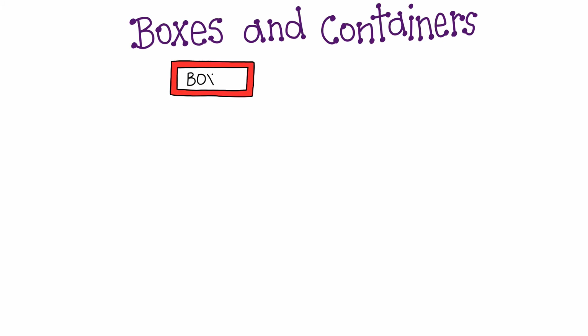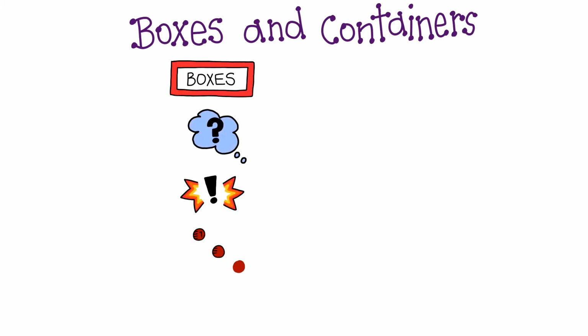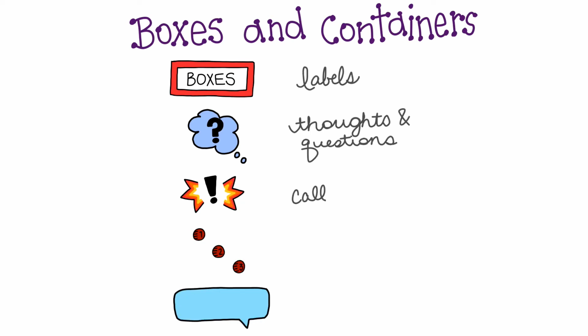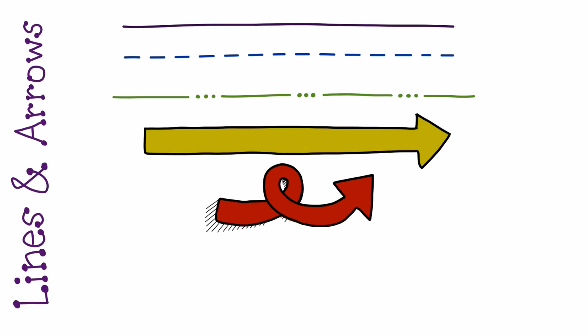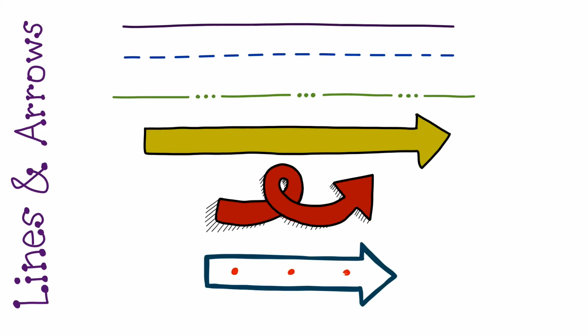Next up, we have boxes and containers. These are used to call out text or images that may contain a particularly important idea. This may be as simple as a subheader or as complex as a fully formed statement. Next are lines and arrows. Lines and arrows are used in a sketchnote to either connect or divide the areas of your page together or apart, respectively.